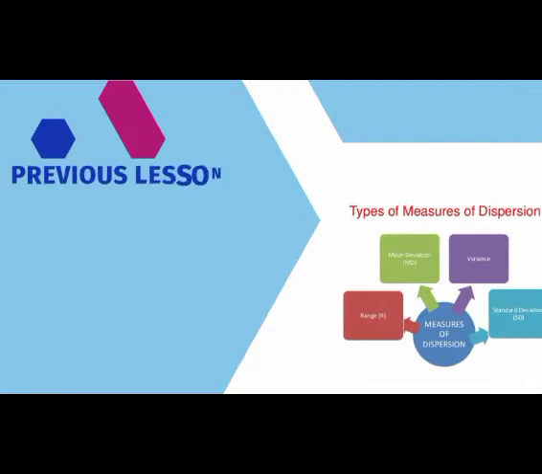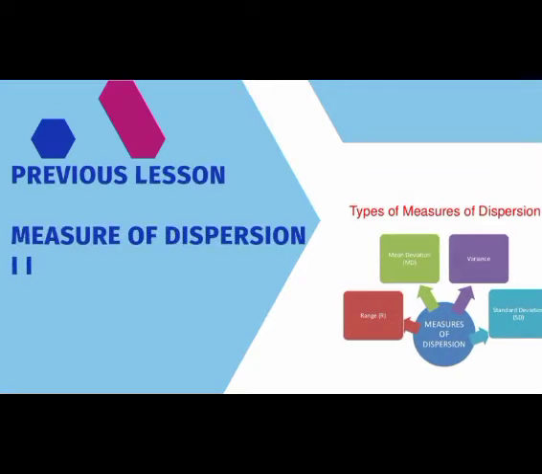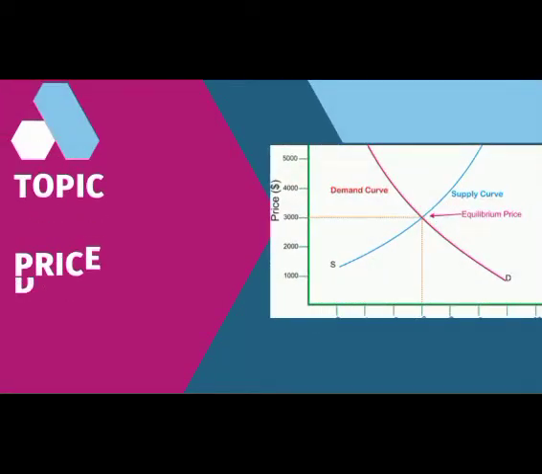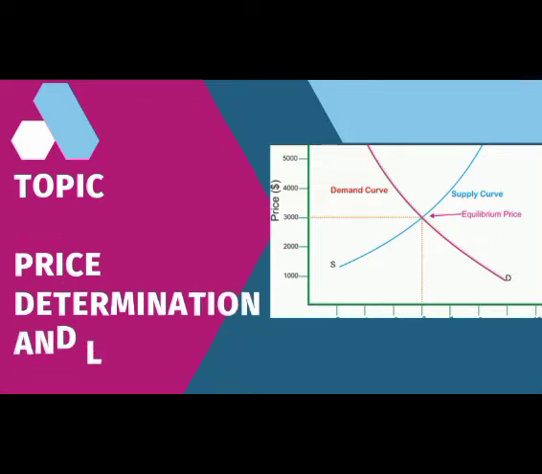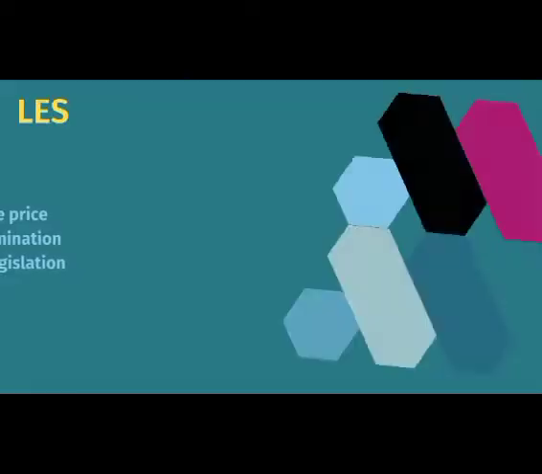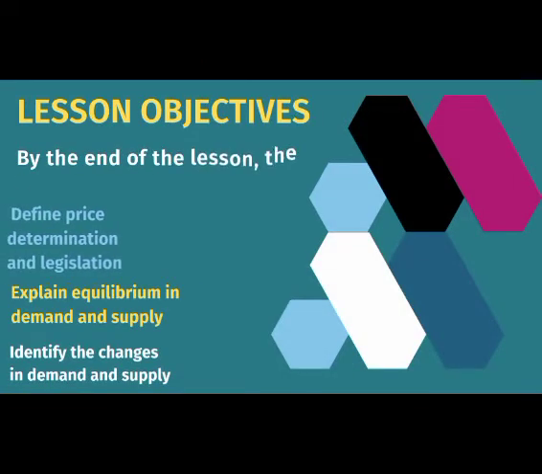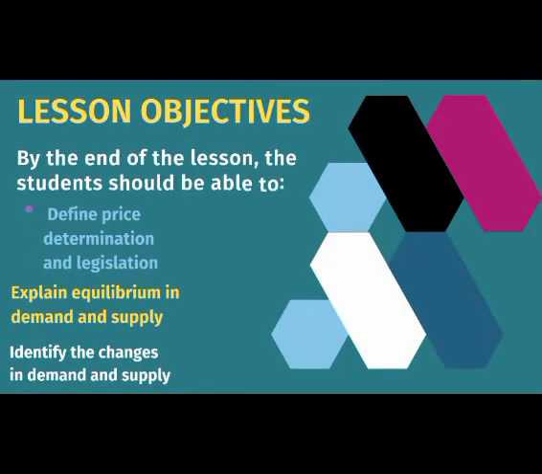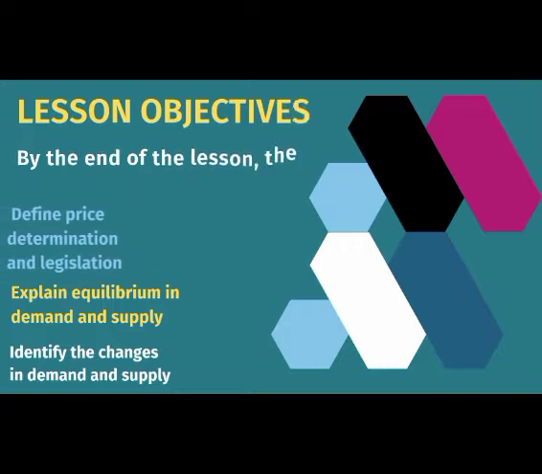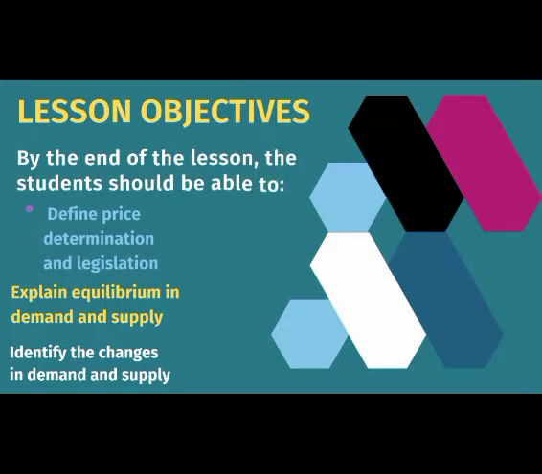Remember, in our previous lesson we discussed measure of dispersion 2. Today's lesson is on price determination and legislation. The objectives for this lesson are: you should be able to define price determination and legislation, explain equilibrium in demand and supply, and identify the changes in demand and supply.